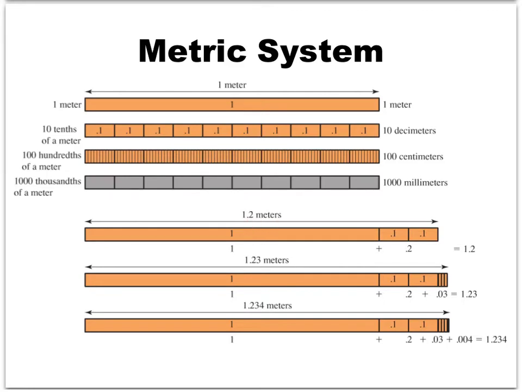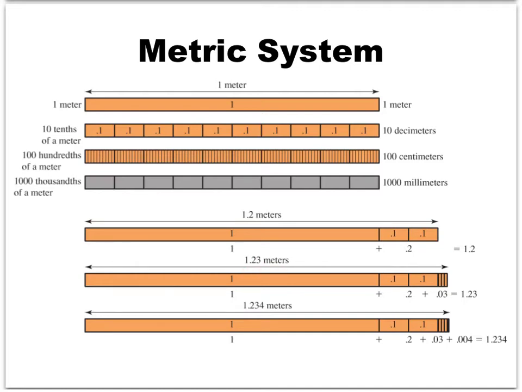Like let's take the length of 1.2 meters. What that means is that I've got 1 meter and then 2/10 of another meter. So I've got one of these up here and then two of these down here. We put those together and overall that equals our length of 1.2 meters.